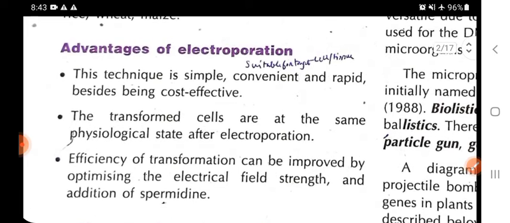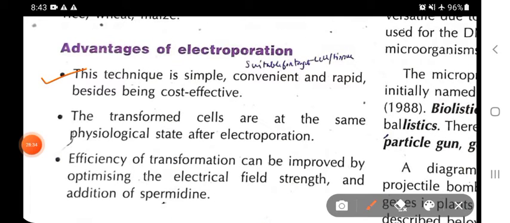Let us see the advantages of electroporation. This technique is very simple, very convenient. That means it is suitable for target cells and tissues, and rapid, besides being cost effective. Only a one-time investment occurs, as we have to use an electroporator machine instrument.